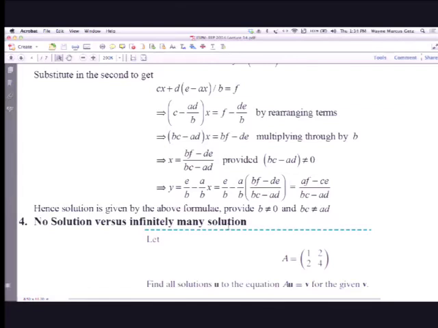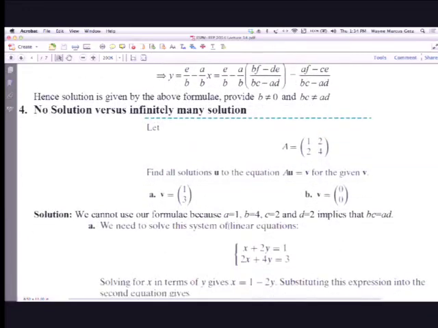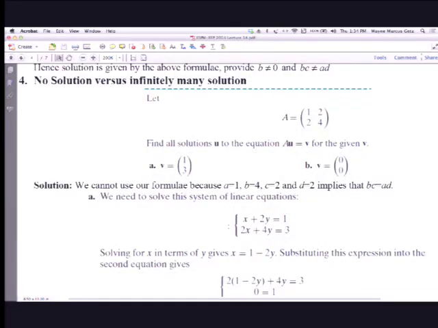If this is not equal to 0, then this condition holds. And if this is equal to 0, if the determinant is equal to 0, then we have a problem. So when we try to solve a matrix, when we try to solve an equation, we have to check that the determinant is not equal to 0.